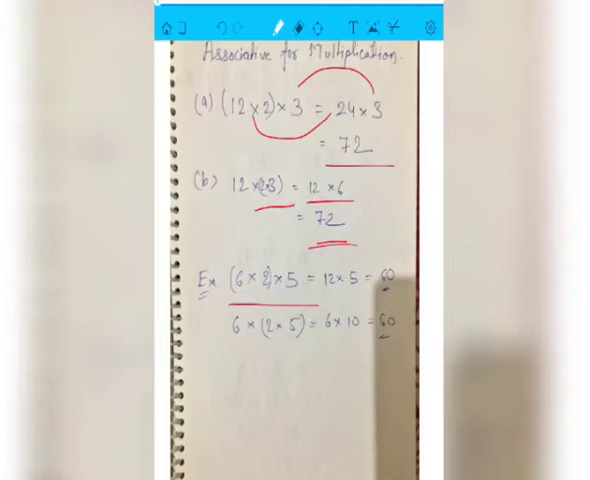Now let's take another example also. I can write these numbers in different manners, like 6 multiplied by 2 in the bracket, and the next one 2 into 5 in the bracket, but the answer will be the same for both. So this is the associativity for multiplication.